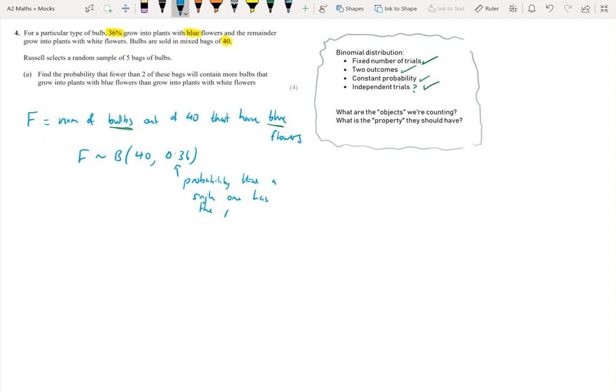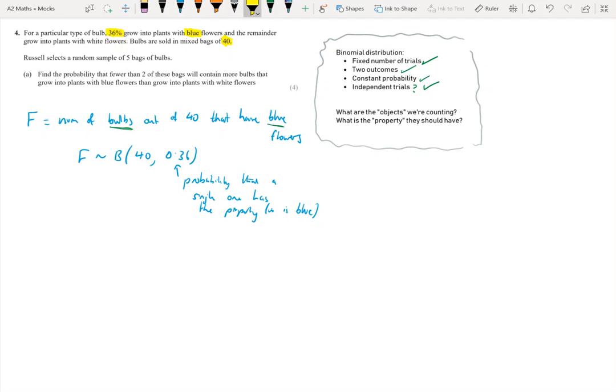What do I mean by the property? The property of being blue. So i.e. is blue. That's what P always represents. It's the probability that one of the single items has the property, or the characteristic, that you're interested in. So that's the distribution for the number of bulbs that might be blue in a bag of 40.